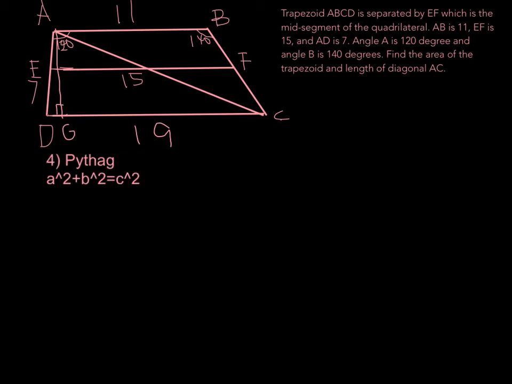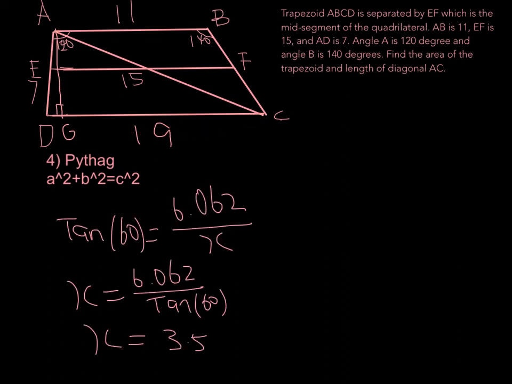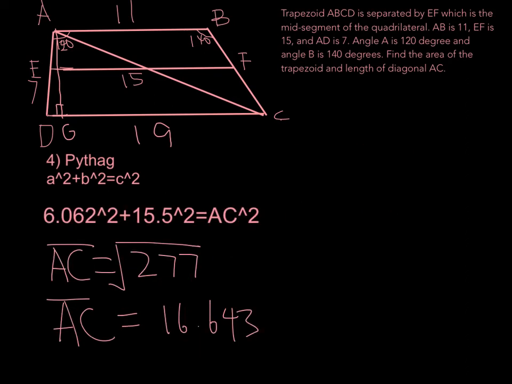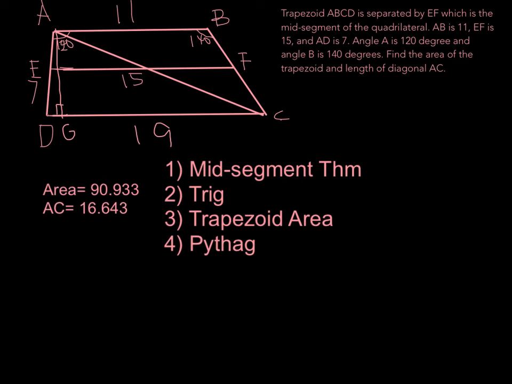To find the diagonal AC, we have to use Pythag, which I think most of you know, a squared plus b squared equals c squared, and so we use the height and GC. To find GC, we must use trig again, and I've shown the work here. We'll find that DG, the tiny snippet, is 3.5. So to find GC, we just do 19 minus 3.5, which would give us 15.5. So now you just plug in the Pythag formula, and you'll find that AC is 16.643.